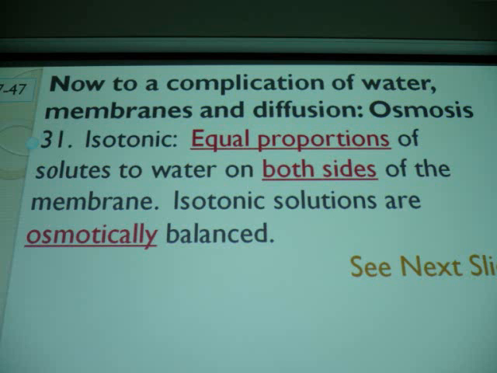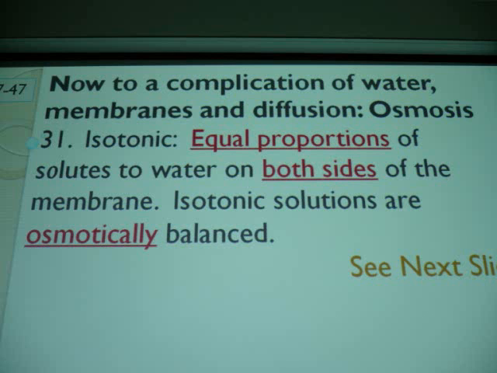ISO means equal. Do you know that, right? ISO means equal. It means the same. So if there's the same amount of stuff on both sides, there's no real net movement, and a thing doesn't change in size. It stays as big as it was, even after you drop it in that solution. Osmotically means there's just as much water outside the cell in that solution as there is inside the cell. So there's no net gain or loss of water at all.